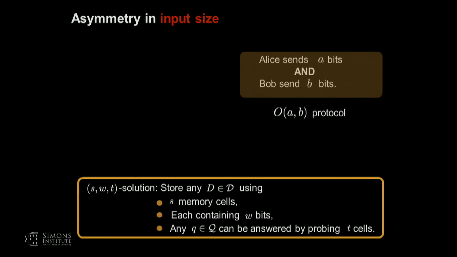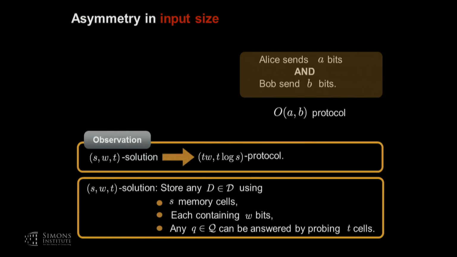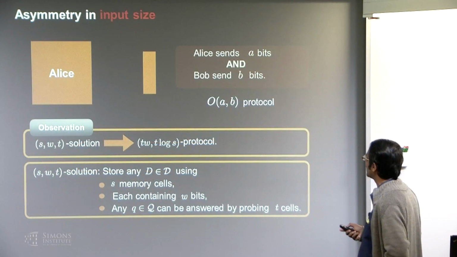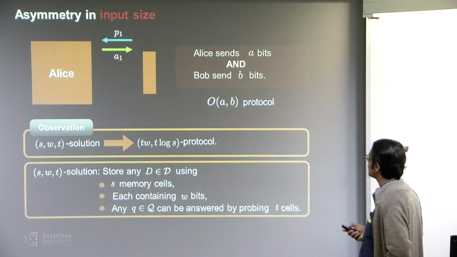So how does this connect to data structures? Well, the connection is actually quite elegant and simple. Suppose you had an S, W, T solution in data structures. The claim is it gives rise to an efficient protocol in the asymmetric model, where Alice would send TW bits and Bob would send T log S bits. Why so? This is clear from just visualizing what's going on.